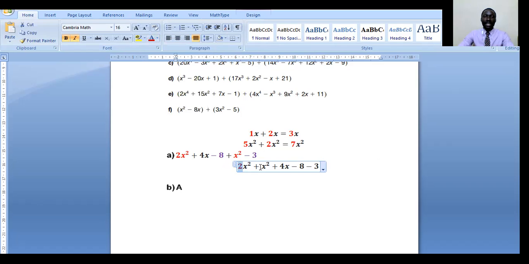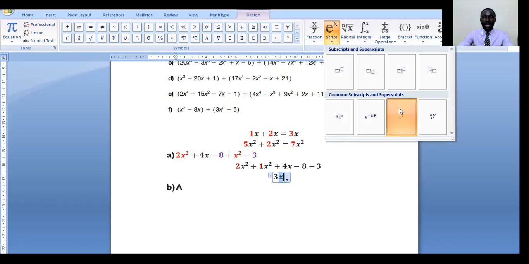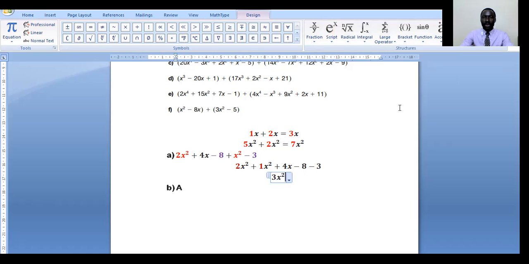Also, there is a silent 1 in front of the second x squared. So what we will do in this case is add this 2 to this 1 to get 3. Now, we will keep x squared the way it is. We will not tamper with the exponent or the variable, we just keep it the way it is.